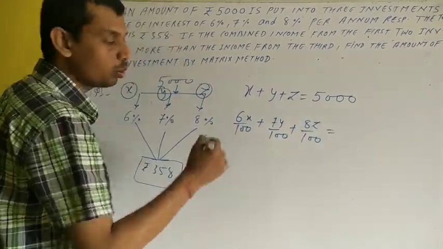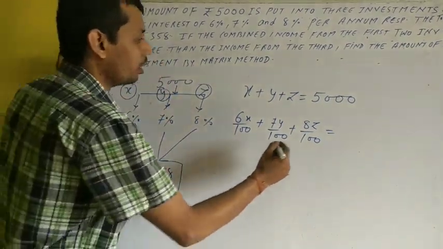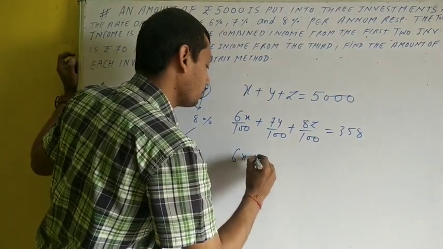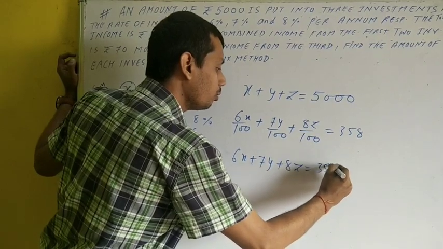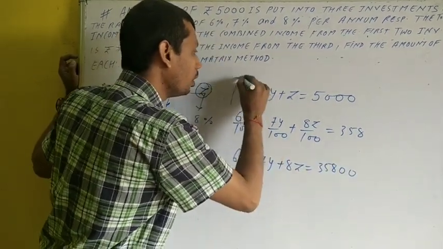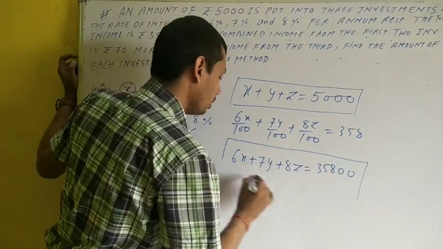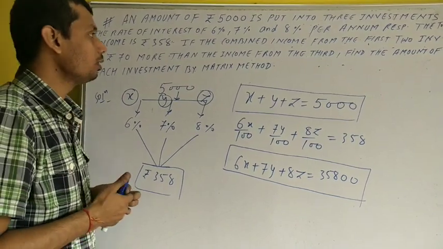And as per the question, the total interest is equal to what? Rupees 358. So we'll equate it to 358, or 6x plus 7y plus 8z is equal to 35800. Here we have the first equation. This is the second equation. Now let us frame the third one.